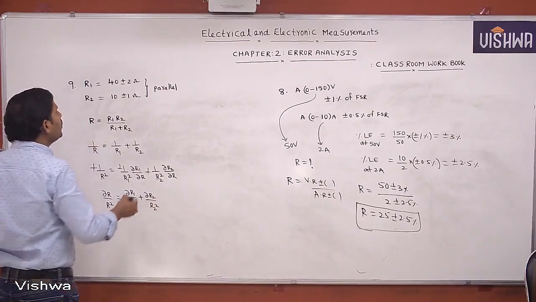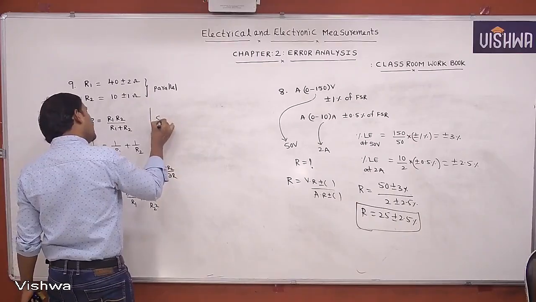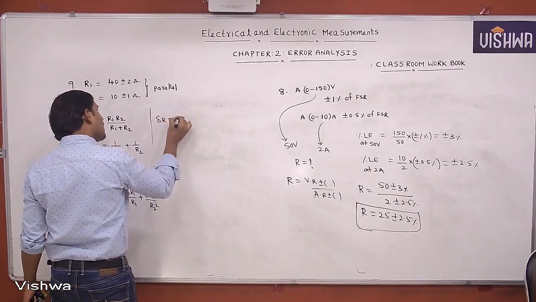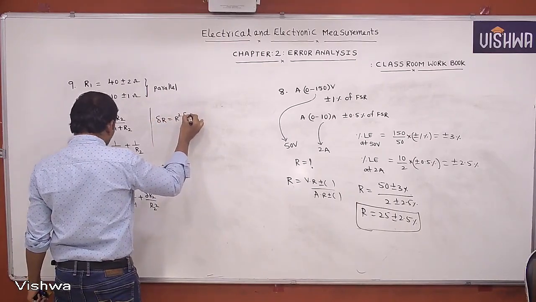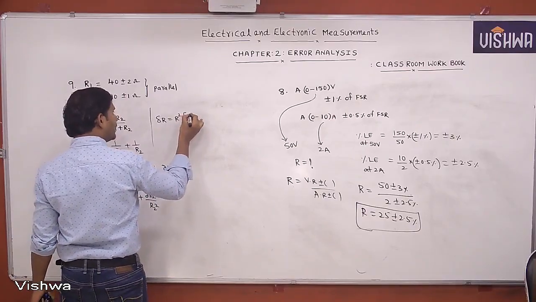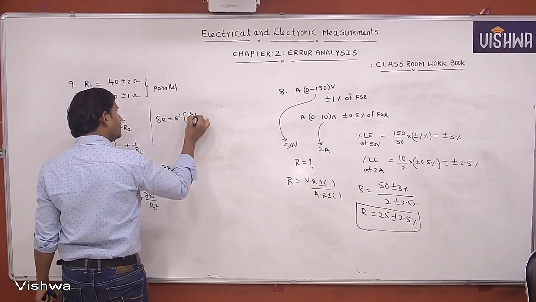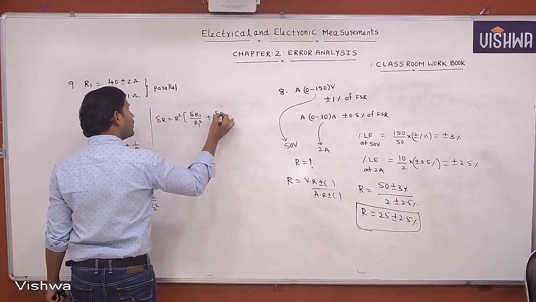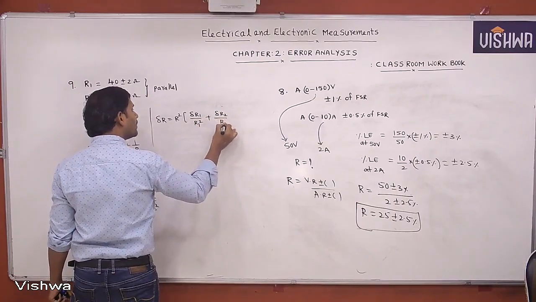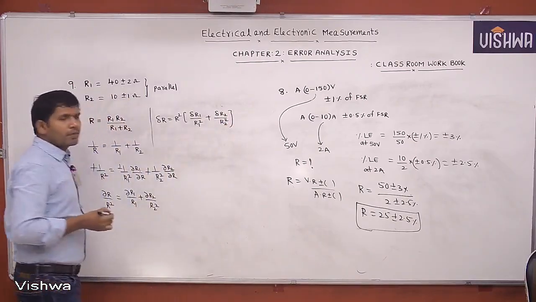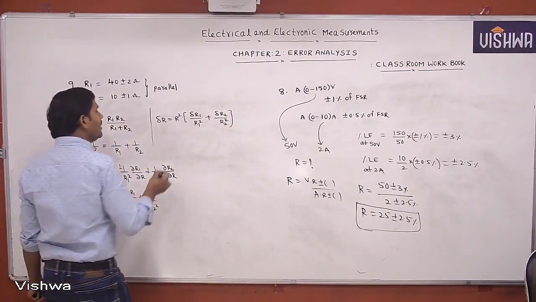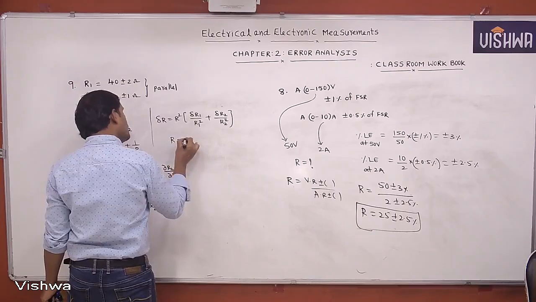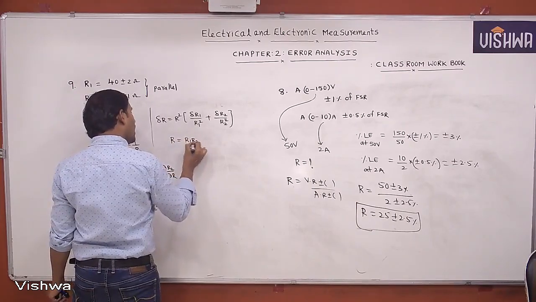Okay. Instead of dou, you take delta. Then what is delta R equal to? R square into delta R1 by R1 square plus delta R2 by R2 square. Okay. First you calculate R. You tell me, what is R equal to? R1 R2 by R1 plus R2.